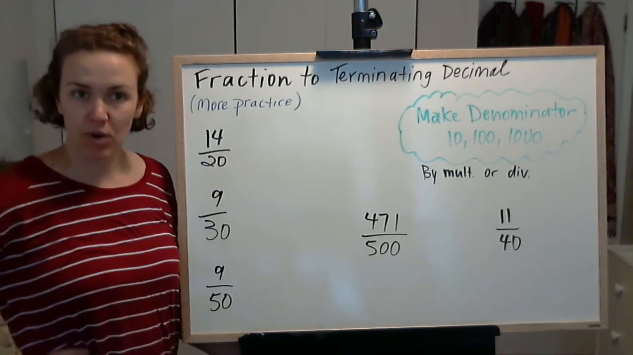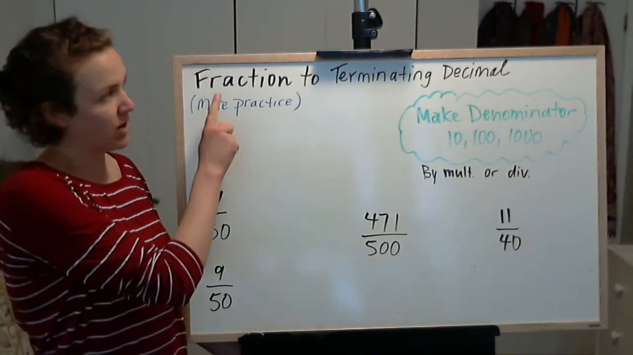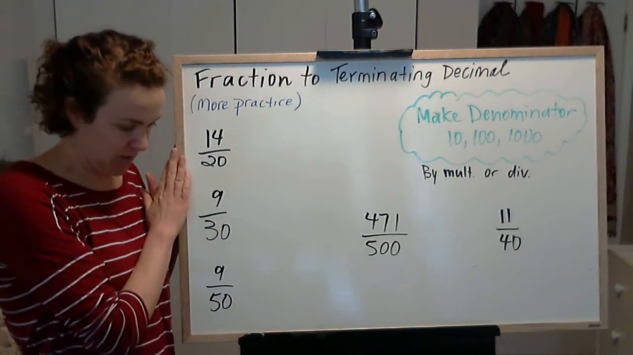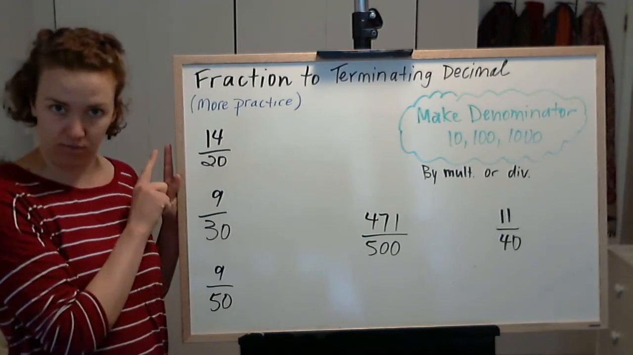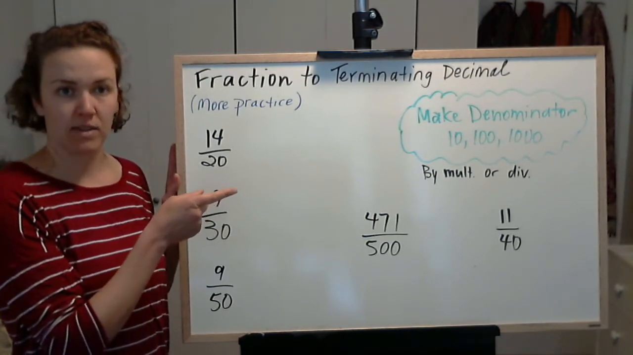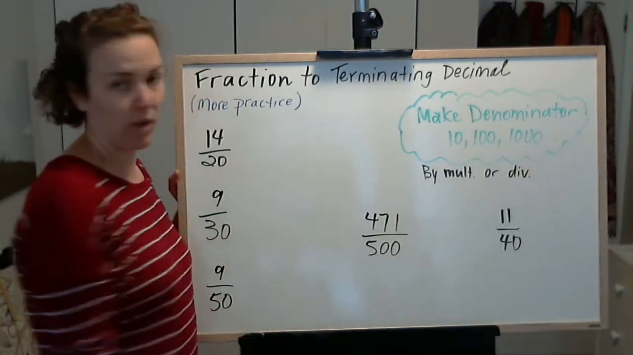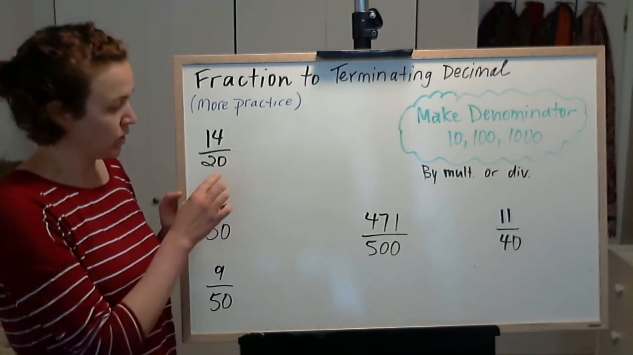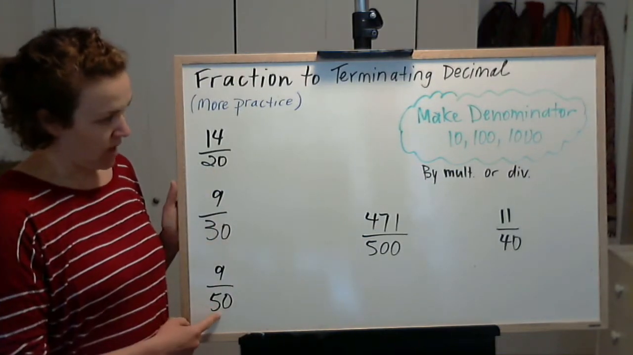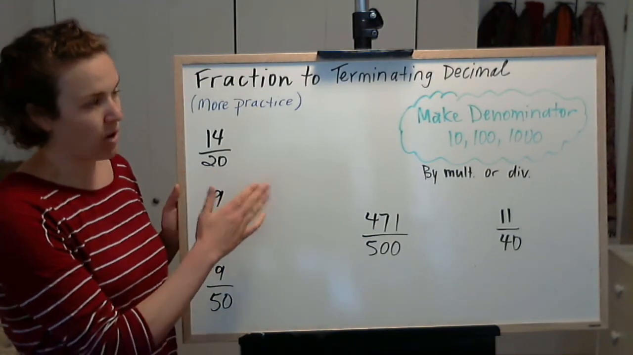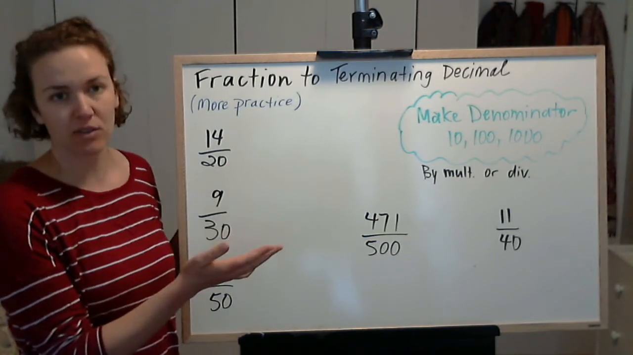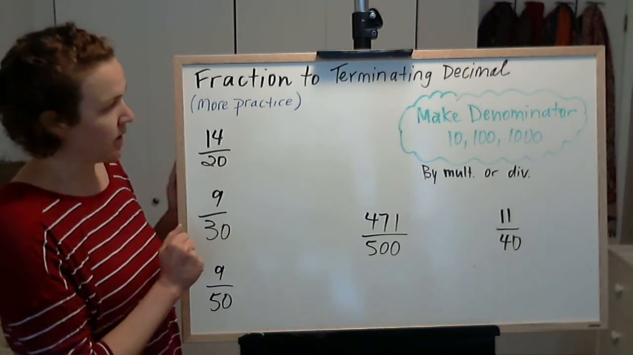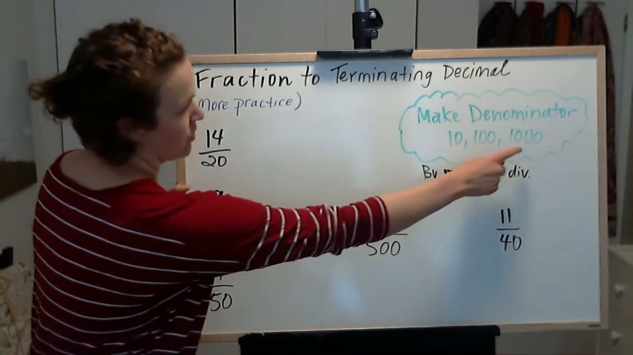We're going to do a little bit more practice with converting a fraction to a decimal. And the main difference between this activity and the first fraction to decimal was we're going to use denominators of 1,000 in some of these questions. So same as before, you look at your denominator and you decide what you need to multiply by. In most cases you'll multiply, sometimes you can get away with dividing. What do you need to multiply by to get a denominator that is 10, 100, or 1,000?